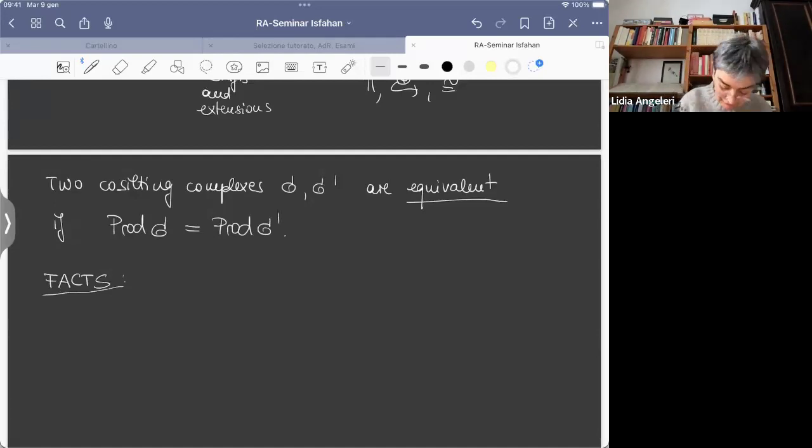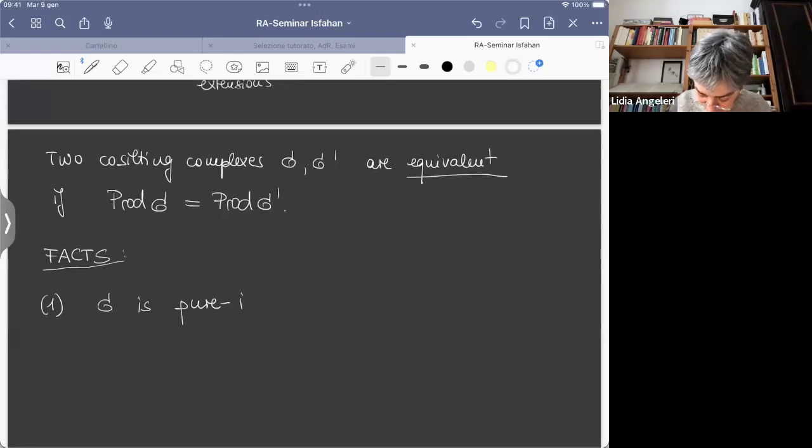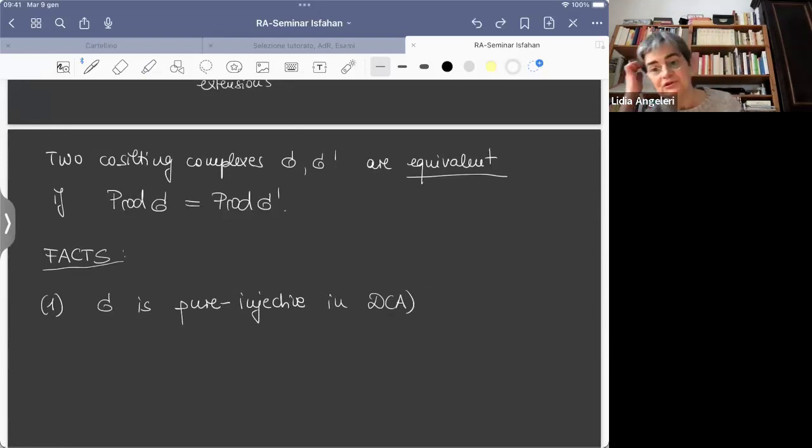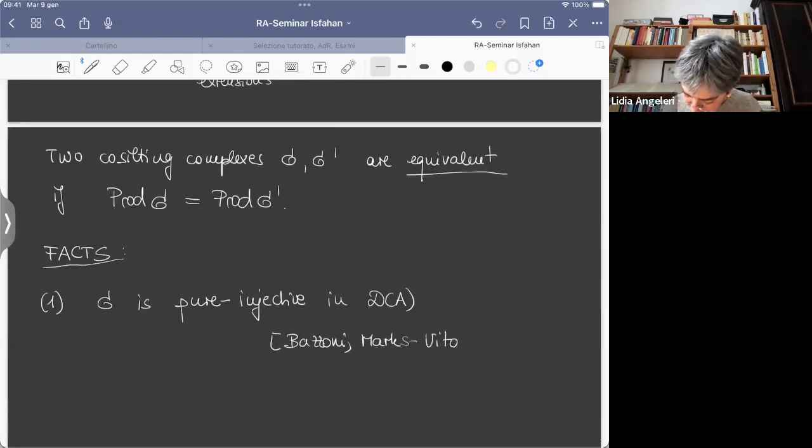On Kosilting complexes. So the first observation, I have already said this, is that sigma is always a pure injective object in the derived category. And this goes back to an old result by Bazzoni, who showed that cotilting modules are pure injective in the module category. And then this has been adapted and transferred to complexes. And so I should quote Bazzoni and Marks, Vitória. Okay, so that's the first point.